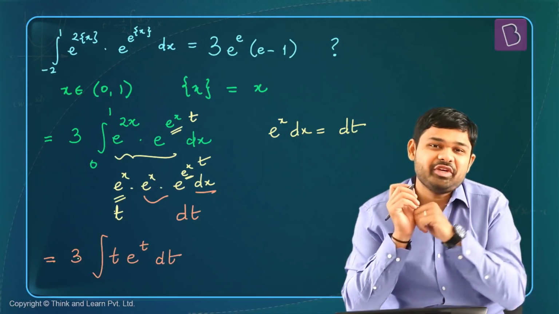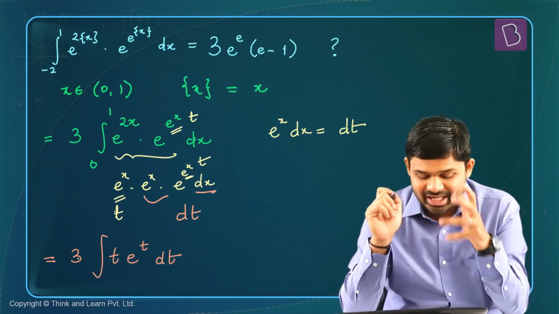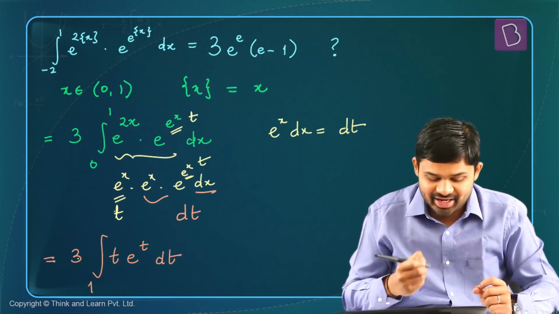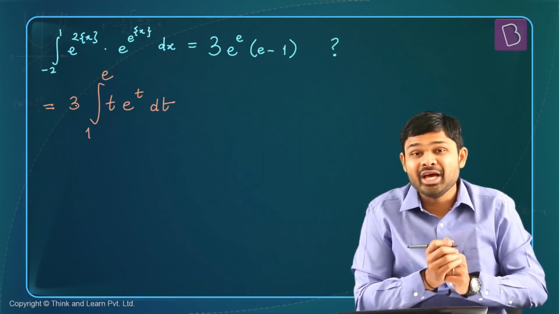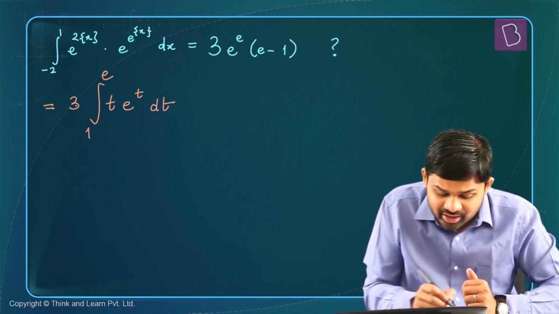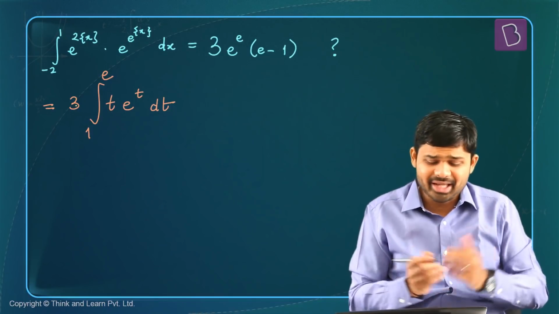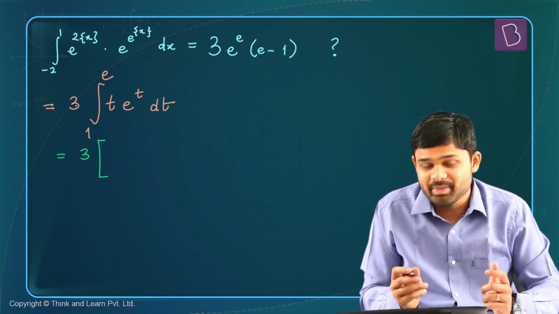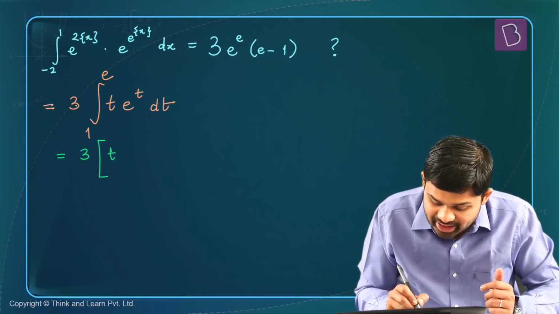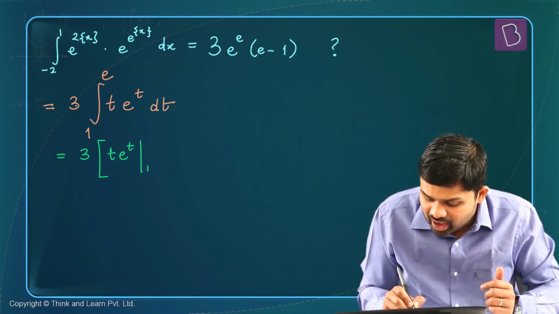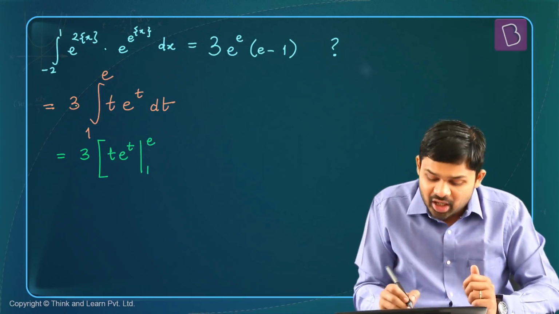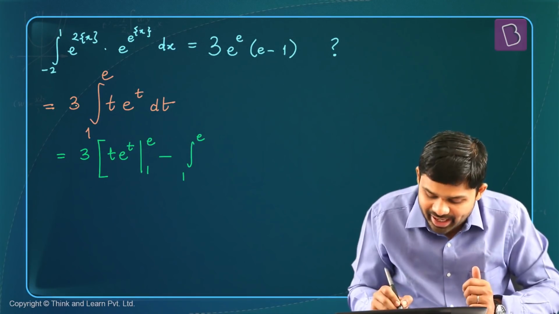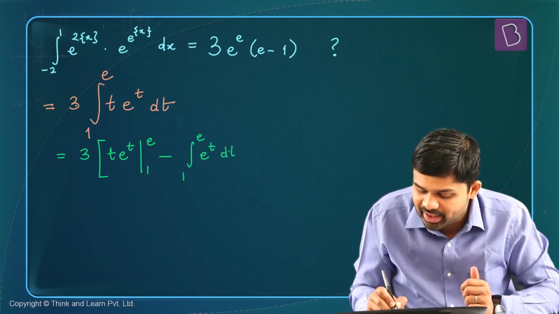Now the limits of integration have to change because e power x is my t. So when x is 0, my lower limit is going to be 1. And when x is 1, my upper limit is going to be e. So I have to solve this particular integral. Integration by parts is what we're going to make use of here. So this will be equal to 3 times: t will be my first variable, so keep t as it is, and integrate e power t, which is just e power t in the domain 1 to e, minus the integral from 1 to e, where the differential of t is 1 and the integral of e power t is e power t, so e power t dt.